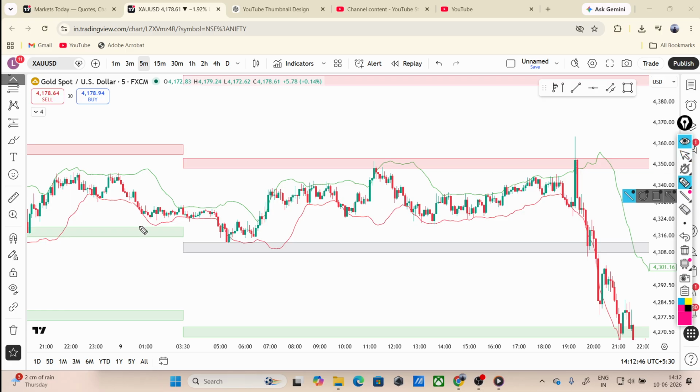One time, two time. See the entry. Bollinger Band plus zone touch matching. One time, two time, BB plus zone matching. You can take it aggressively, but don't avoid this one. If long candles come, completely avoid that trade.